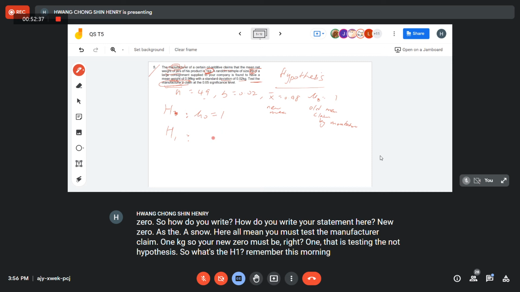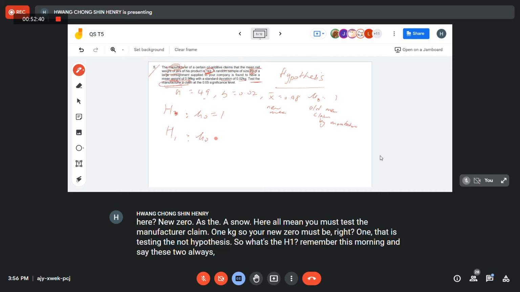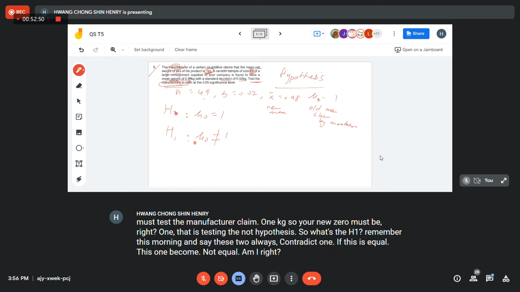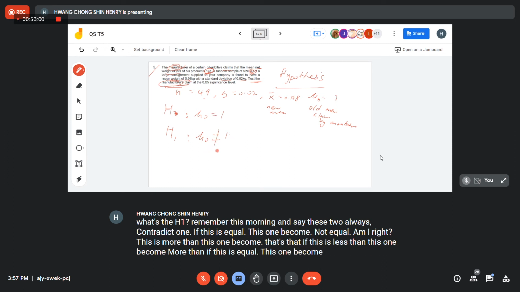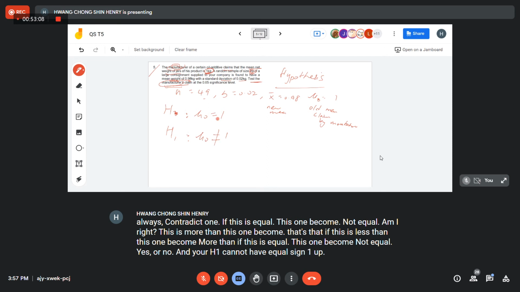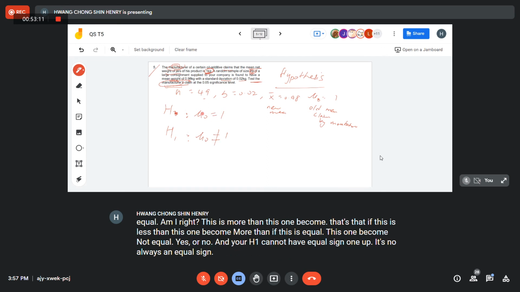Remember this morning I said these two always contradict one another. If this is equal, this one becomes not equal. Am I right? If this is more than, this one becomes less than. If this is less than, this one becomes more than. If this is equal, this one becomes not equal. Yes or no? And your H1 cannot have the equal sign. H0 always has the equal sign. Go back to all the notes again. This morning you learned.